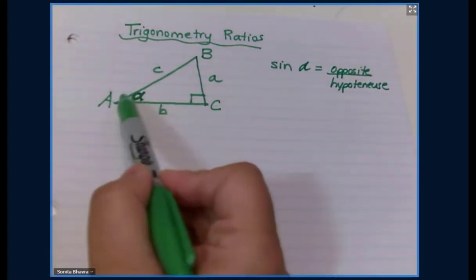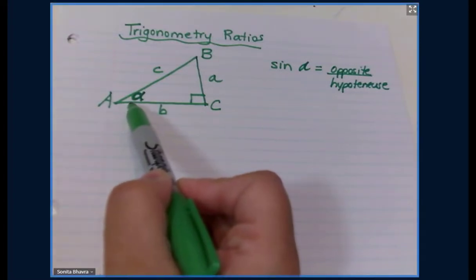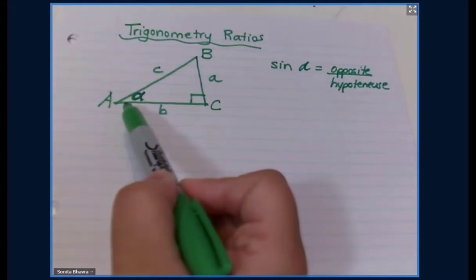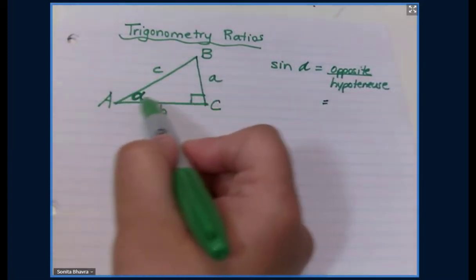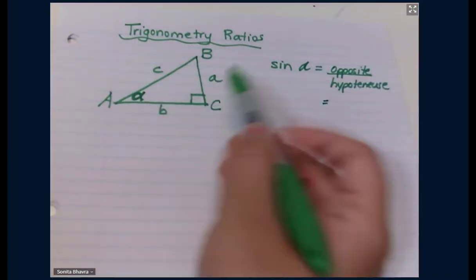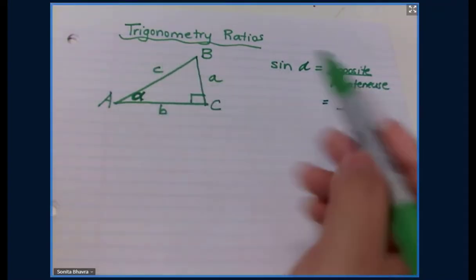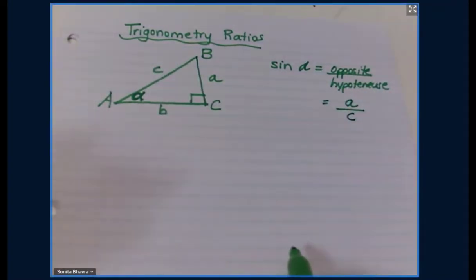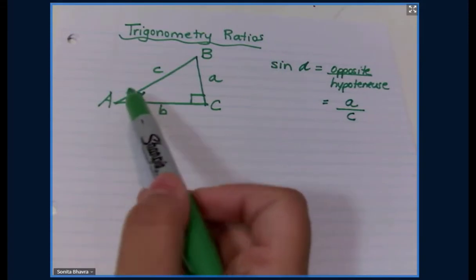So if we look at this angle and we're looking for its sine ratio, the sine ratio is side opposite divided by side hypotenuse. So in this case, it would be opposite, which is A, and hypotenuse is C. So that would be the ratio for the sine of this angle.